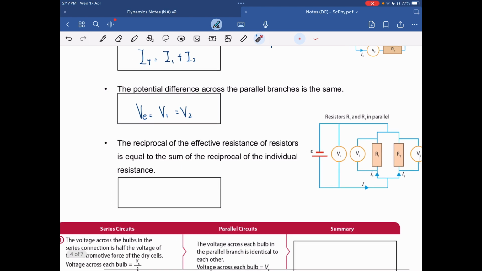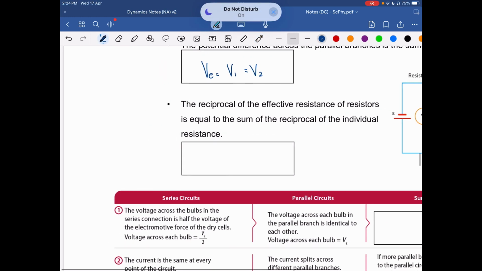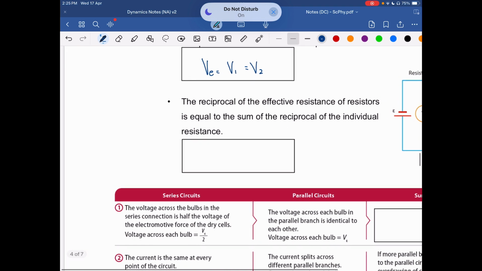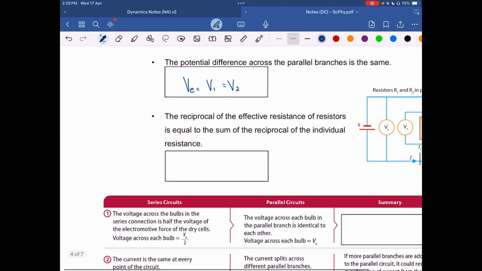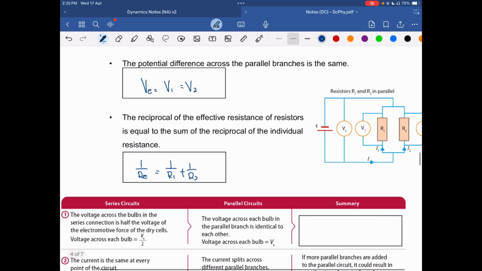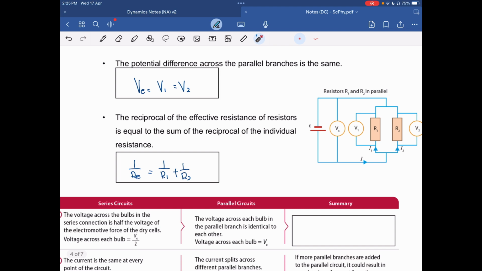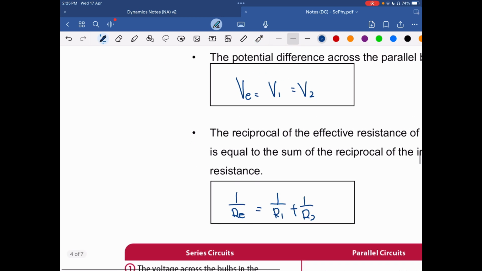Now to calculate the resistance. Sorry for the break. To calculate resistance, very simply put, if you are not interested in knowing how it's derived, it's just 1 over RE equals 1 over R1 plus 1 over R2. So the reciprocal of the effective resistance is the sum of the reciprocals of each of the resistances. I'm just going to do a very quick derivation of how I get this relationship.